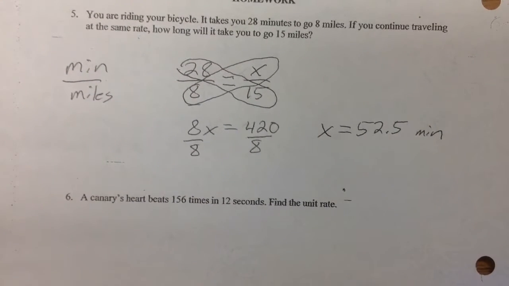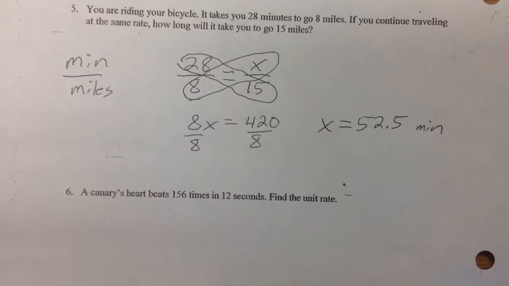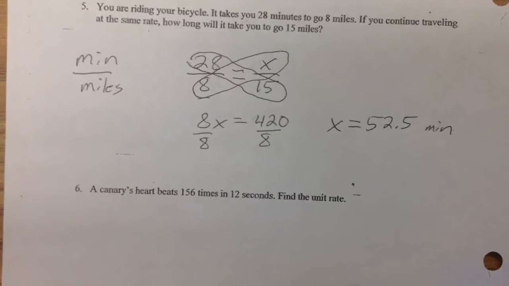A canary's heart beats 156 times in 12 seconds. Find the unit rate. So this is what I was kind of warning you about. We're not always going to tell you what unit rate means. You have to know that it means per one of something. So we want to figure out how many times the canary's heart beats in 1 second.